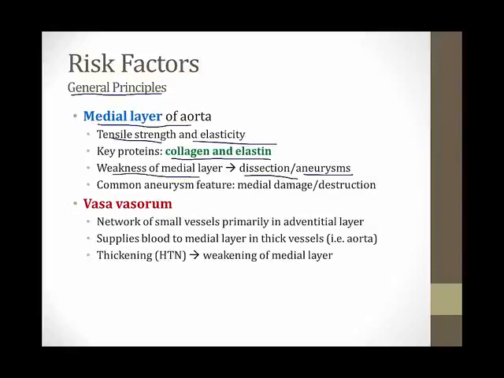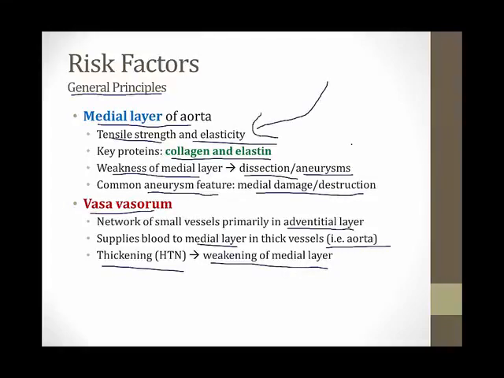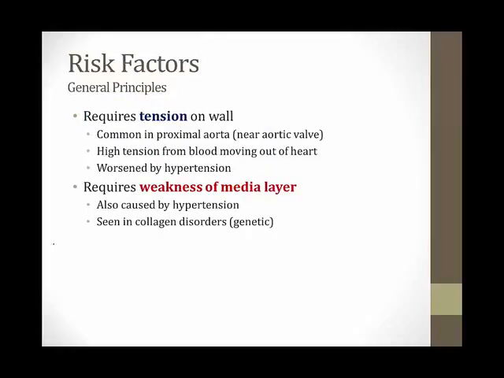And in fact, a common feature of all aortic aneurysms, which we'll talk about later in this module, is medial layer damage or destruction. A second general principle is that of the vasa vasorum. This is a network of small vessels that's found primarily in the outer layer, the adventitial layer, and it supplies blood to the medial layer in thick vessels like the aorta. So if a patient has thickening of the vasa vasorum, as you can get in hypertension, this can lead to decreased blood supply via the vasa vasorum, and that can lead to weakening of the medial layer, which, as we talked about before, is very important for maintaining the strength and elasticity of the aorta. So in order for an aortic dissection to occur, you need two things to be present. You need tension on the wall of the aorta, and you need weakness of that very important medial layer.